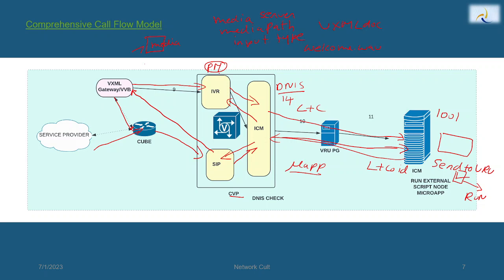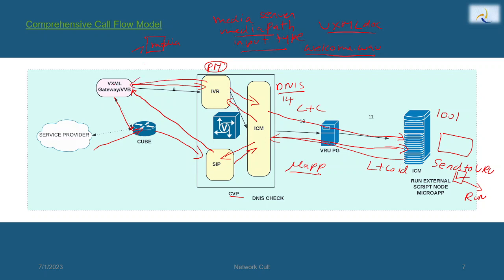Since the micro app that we defined in the ICM is a play media, it will pull the play media micro app and start filling the information. It will fill the media server IP that it got from the set variables, and then the media path and the input type, and also the prompt name. With all this information, it creates a VXML document and hands it over to the VXML gateway.